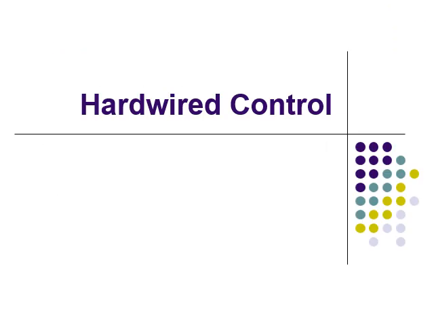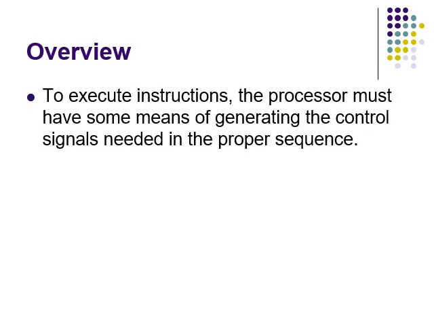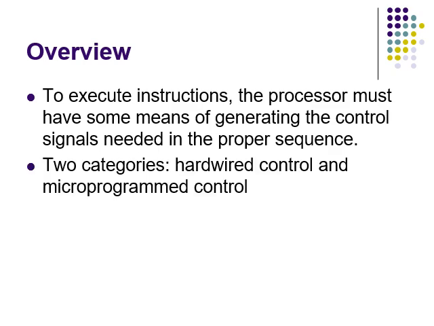So the next topic for our discussion is hardwired control. To execute instructions, the processor must have some means of generating the control signals needed in the processor sequence. Computer designers use a wide variety of techniques to solve this problem. The approaches used fall into one of two categories: one is hardwired control and the other is microprogrammed control. We discuss each of these techniques in detail, starting with hardwired control now. The microprogrammed control was already discussed in the class. Hope you remember it.